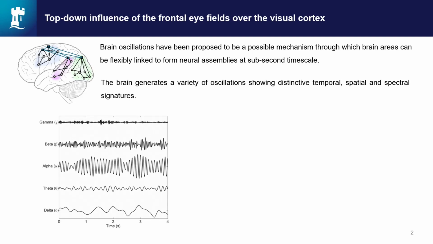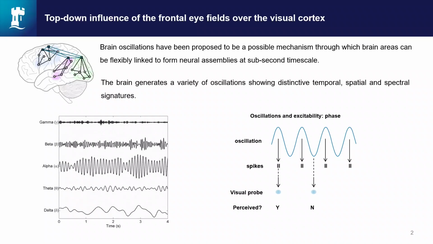And you might also know already that the brain is able to generate a variety of oscillations, and we usually classify them according to their frequency. So for example, here we have beta, alpha, and so on. But another feature that I find particularly interesting in these oscillations is their phase. The reason is that it has been proposed that phase is an index of excitability. In my example here, I think this is an alpha oscillation.